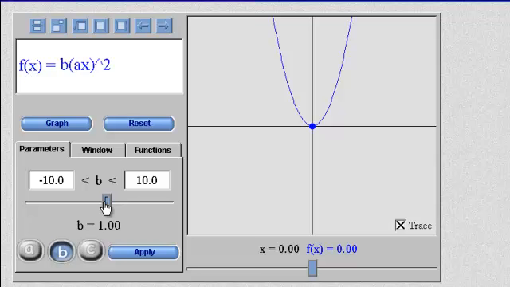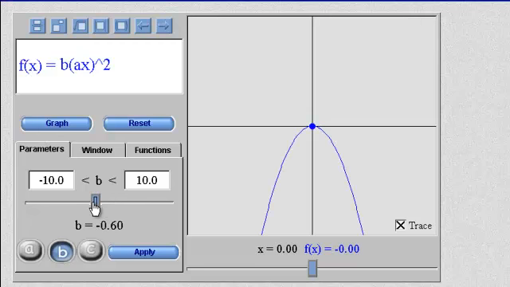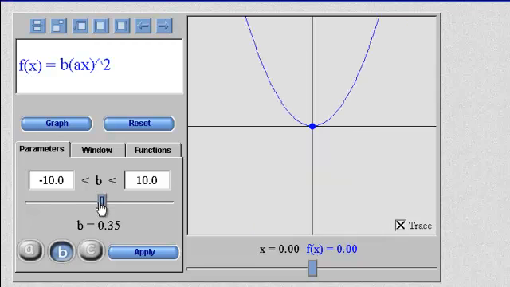Let's look at the reflection first. Let's change from a positive B to a negative B. This is on the outside. So as I change B to a negative, he reflects across the x-axis. See, I'm reflecting across the x-axis.